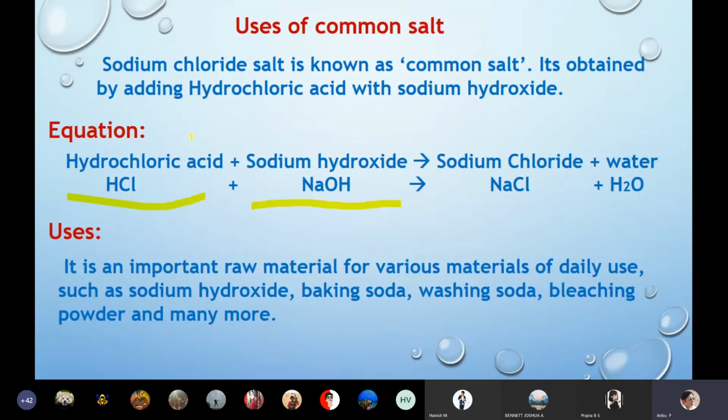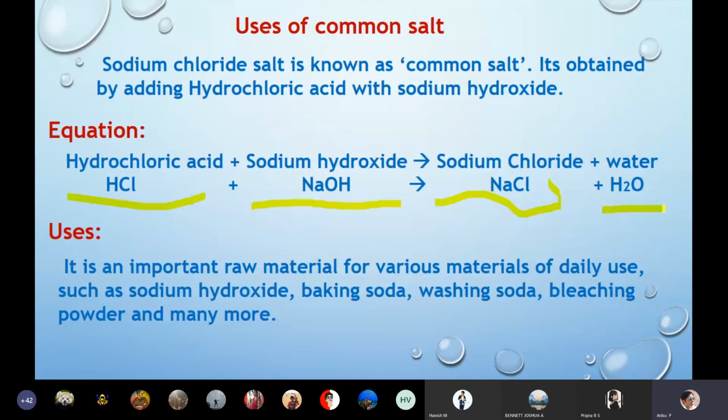It is a neutral salt, and it also releases water. So this is how we obtain common salt. The reaction between hydrochloric acid and sodium hydroxide results in the formation of sodium chloride and water. So, how can common salt be used? This common salt is used as a raw material in producing sodium hydroxide, baking soda, washing soda, bleaching powder, and many more.